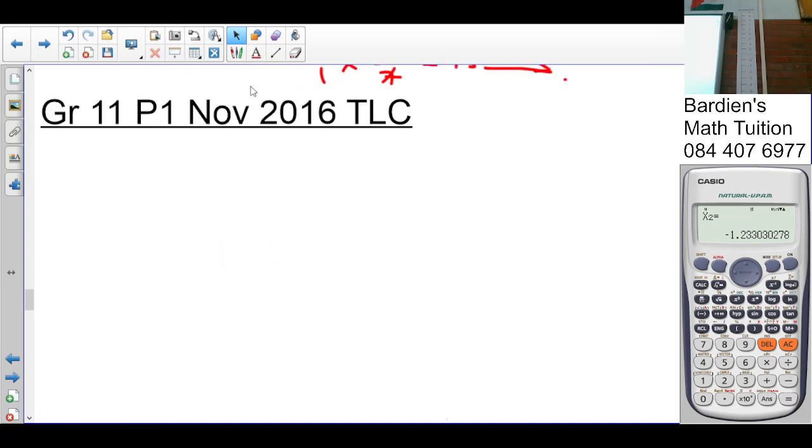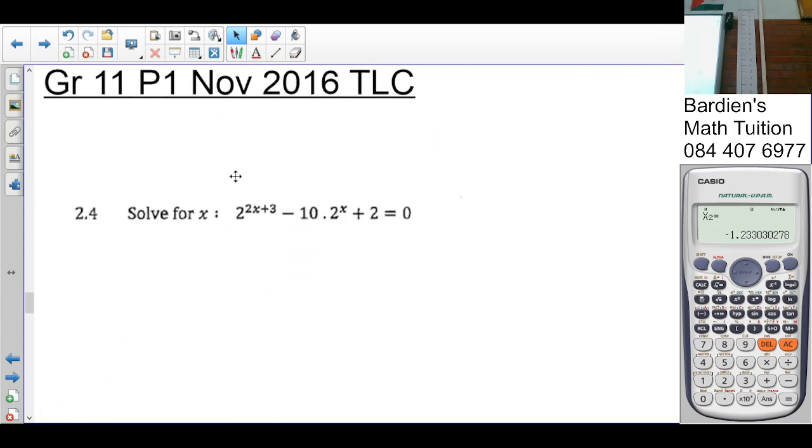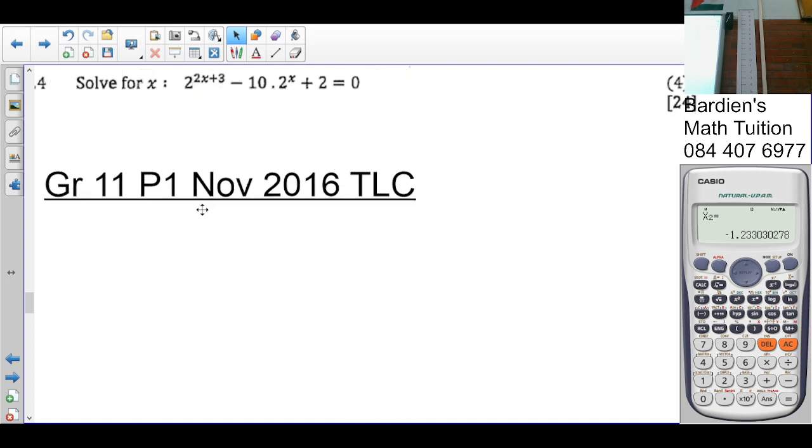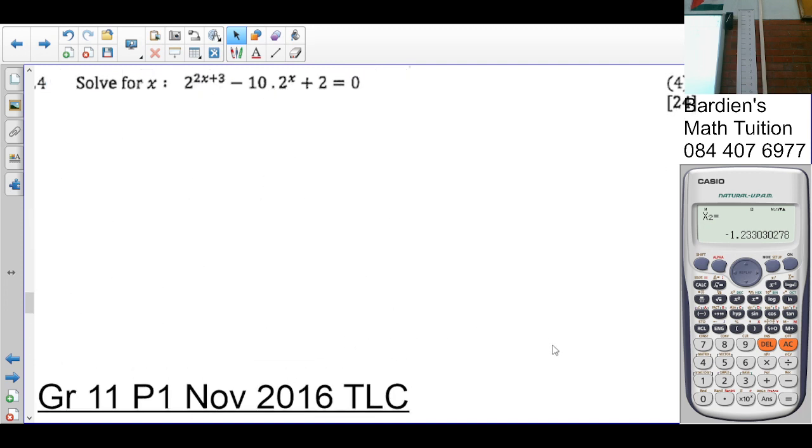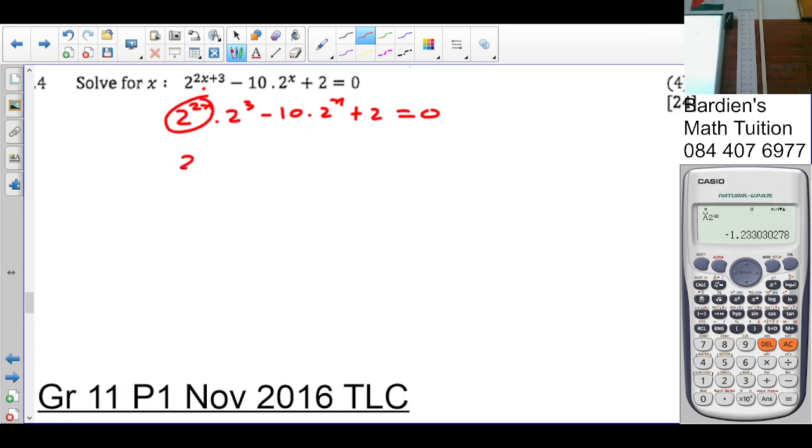The next question is solve for x. A lot of term 1 work is coming in here. As we know, we need to break that up. So that can be written as 2 to the 2x times 2 cubed minus 10 times 2 to the x plus 2 is equal to 0. That can be written as 2 to the x all squared, 2 cubed is of course 8, minus 10 times 2 to the x plus 2 is equal to 0.